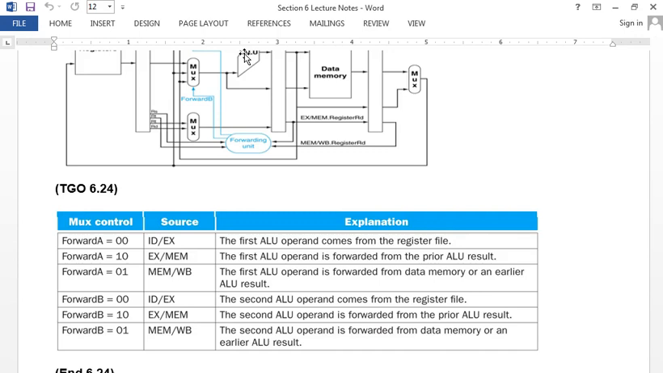What's the control signal that takes it from the data memory to an earlier ALU result? No! Mem to reg, there you go. Reg to reg.